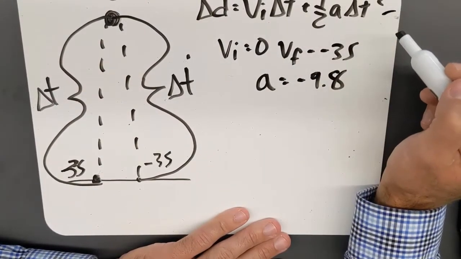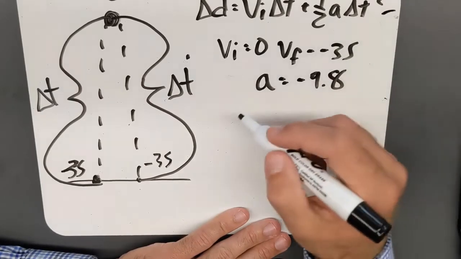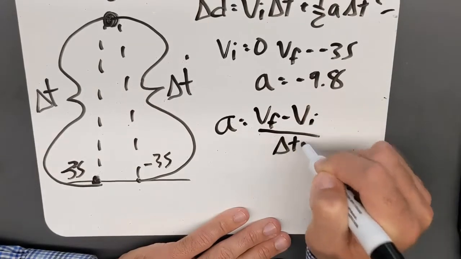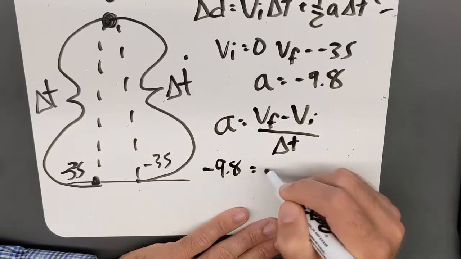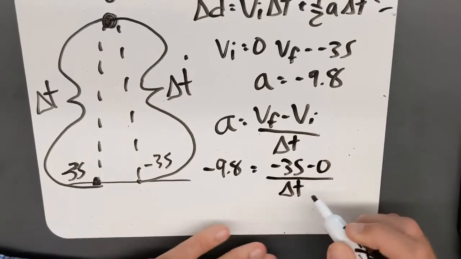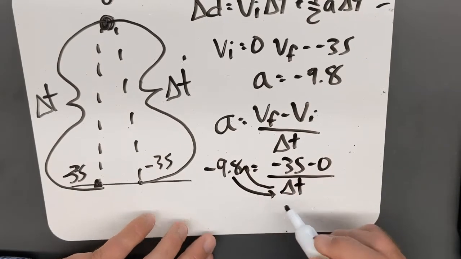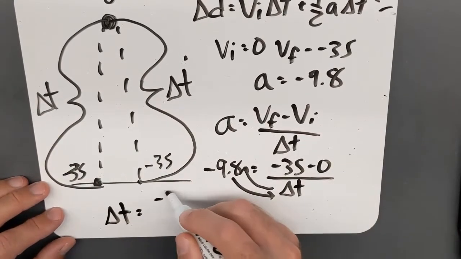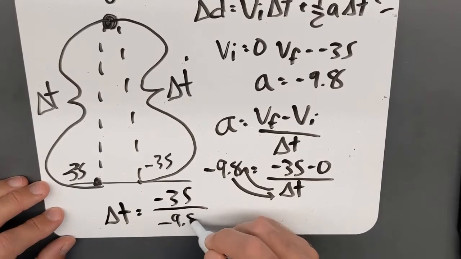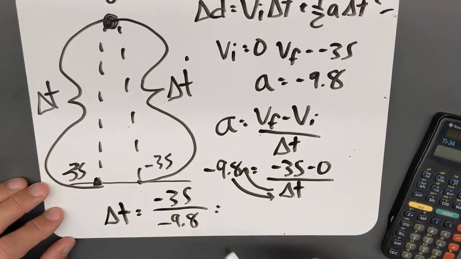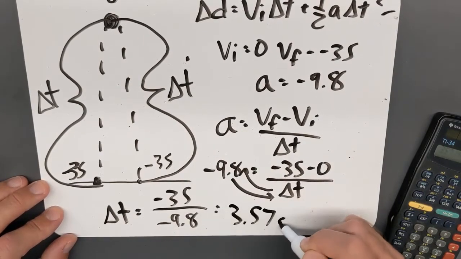There's our one equation, which I'm going to go back to. We saw our other equation doesn't have time, so the only one on the left is A equals V final minus V initial over delta T. Negative 9.8 equals V final negative 35 minus 0 over delta T. The T goes up there, the negative 9.8 comes out down over there, so I'm left with delta T equals negative 35 divided by negative 9.8. We have 35 negative divided by 9.8 negative gives me 3.57 seconds.